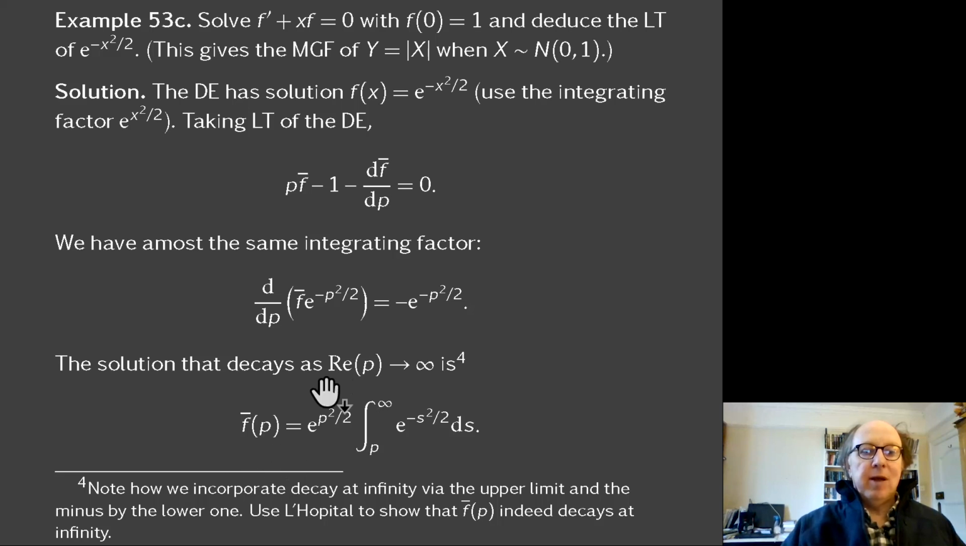So f bar of p is e to the p squared over 2, which is this one taken over to the other side, times the integral from p to infinity of e to the minus s squared over 2 ds. And that might not have been so easy to get. You can do it from the definition of a Laplace transform by completing the square, but it's quite hard work, whereas this was really very simple.